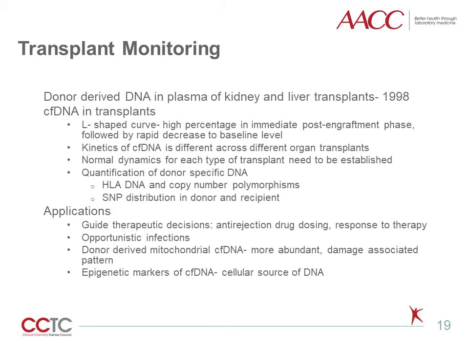The donor cell-free DNA can be then quantitated by utilizing HLA DNA and copy number polymorphisms or SNP distribution in donor and the recipient. Monitoring donor cell-free DNA in transplant recipients can be used to guide therapeutic decisions and screen for opportunistic infections. The abundance of donor-derived mitochondrial DNA can also aid in assessing organ damage, associated pattern, and the epigenetic markers can provide information about the cellular source of DNA.